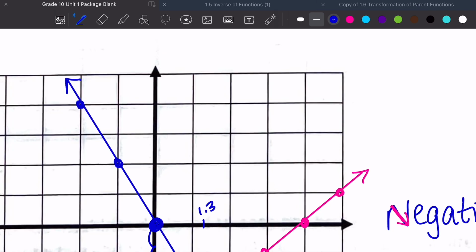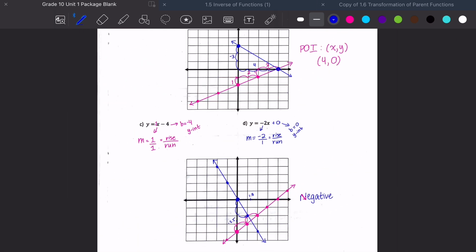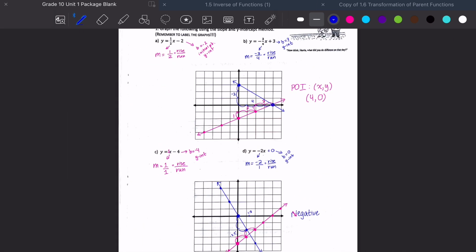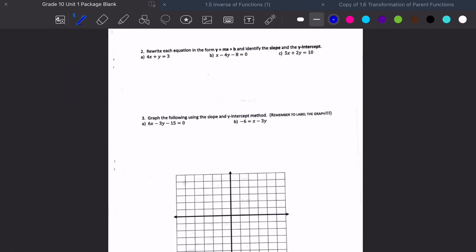How do we feel with graphing lines in this format? Good. There we go. Okay. Are there any questions about anything like this? I'm okay to flip. Okay.